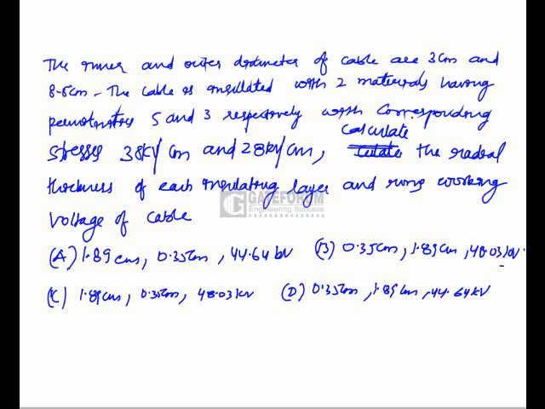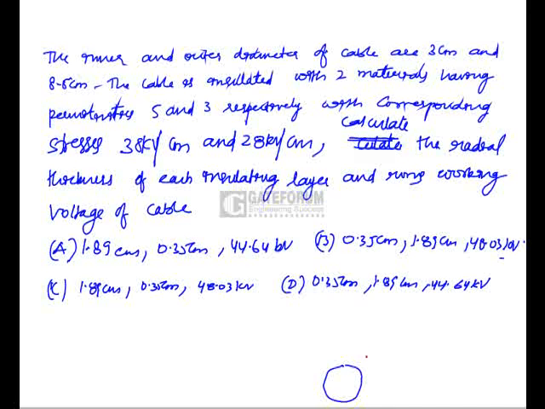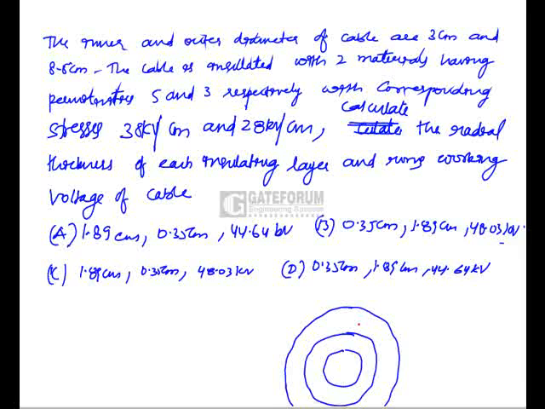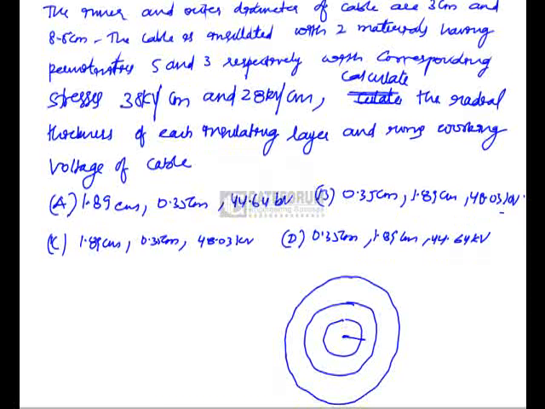The inner and outer diameters of a cable are 3 centimeters and 8.5 centimeters. Let us take this is the core of a cable. He has given two dielectric materials having permittivities of 5 and 3 respectively. Let us take this is a cable with radius r. This one is r1, whereas this one is capital R. He has given permittivities of 5 and 3.